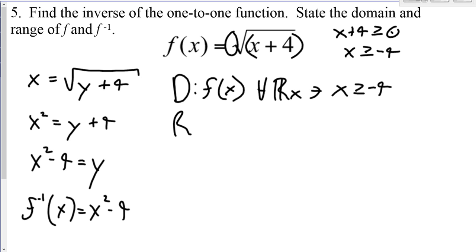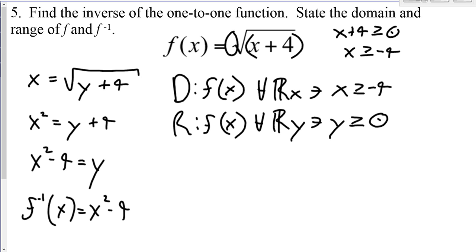So my range of f of x is going to be for all real y's such that y is greater than or equal to 0. Because at negative 4, you would get the square root of 0, which is 0. So it's inclusive there. So I need to remember for my inverse function that those should carry over.